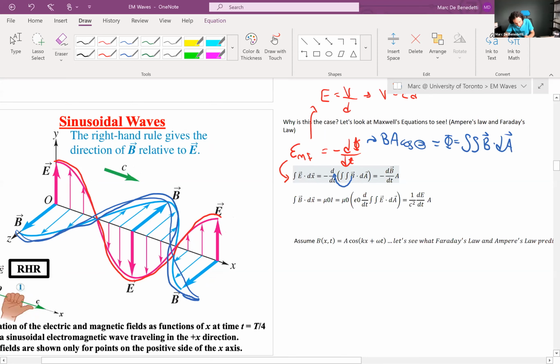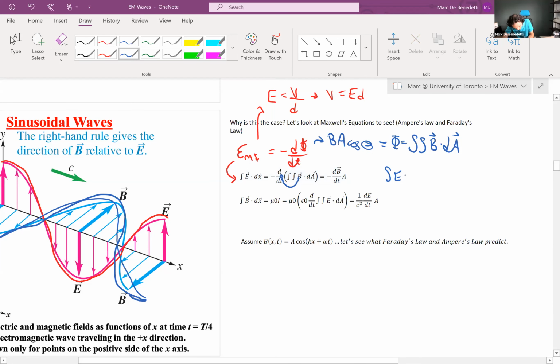So here we see that we get the integral of E dx is equal to the negative derivative of B with respect to time. And yeah, there's an A there, but A is sort of constant, so I don't really care about that. So whatever the B field is, we take the derivative of it with respect to time, and that will give us the integral of the electric field. So if we want to then find the E field, we would have to take the derivative of that answer, right?